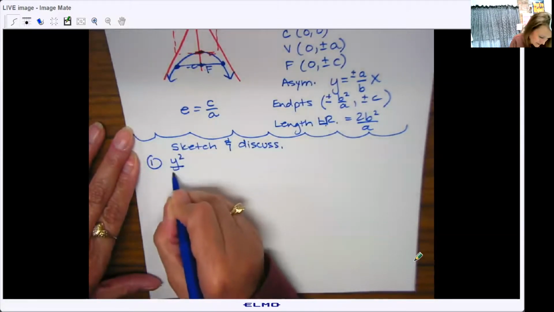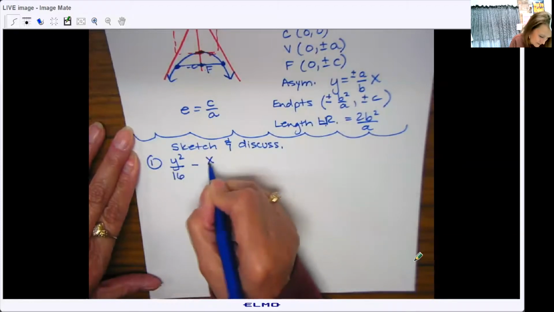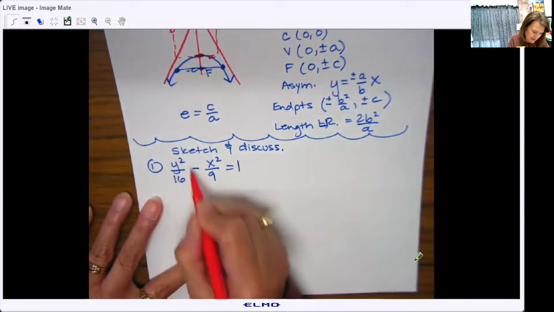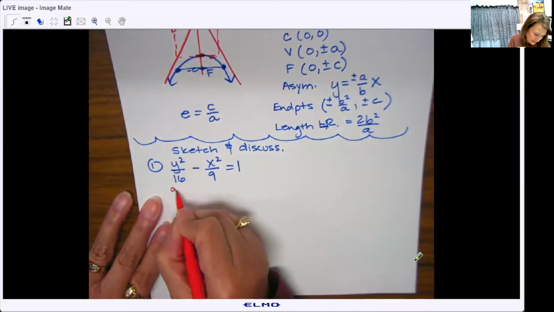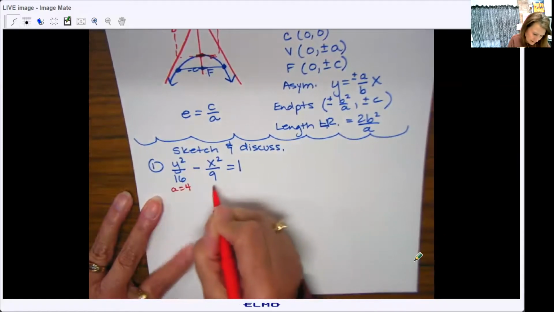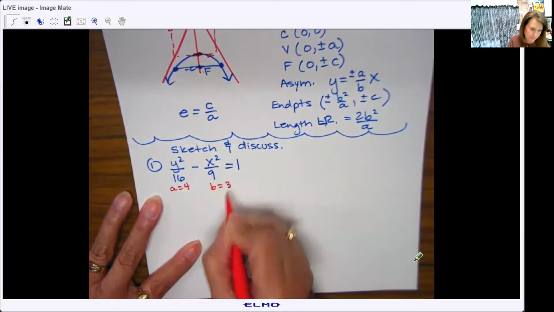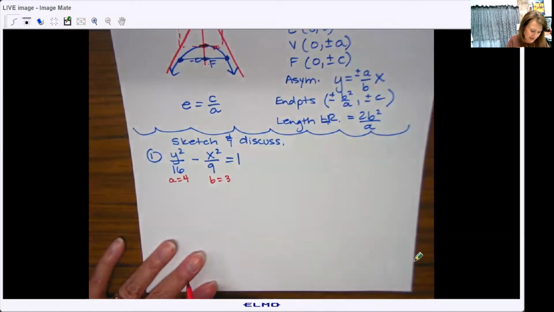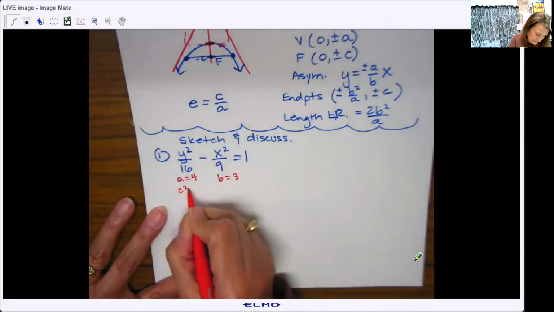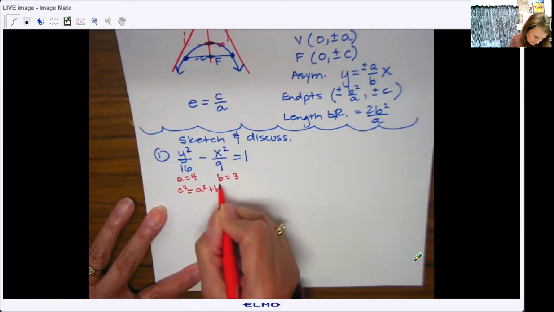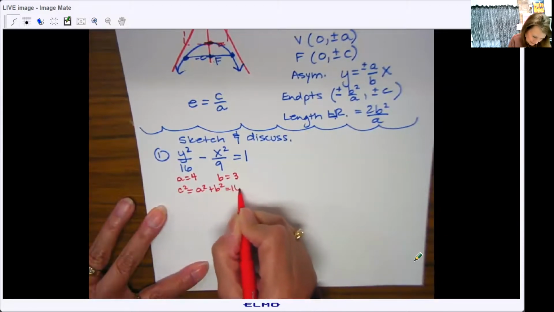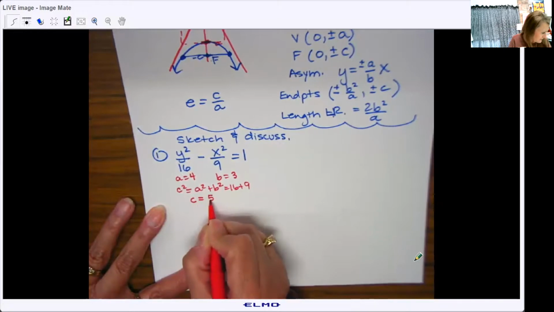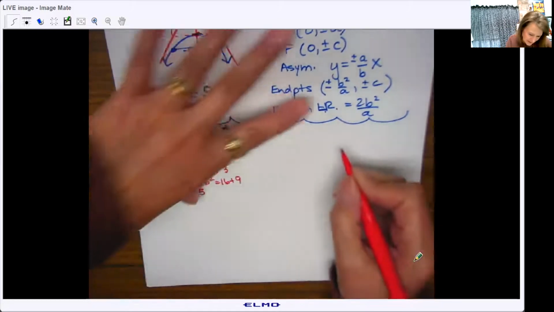Y squared over 16 minus x squared over 9 equals 1. Okay, that's nice. This one's positive, and so that's A squared. So our A is 4, our B is 3, because it's the negative term. All right, so that's easy enough. So we got A and B. Let's see, C squared is equal to A squared plus B squared. That's going to be 16 plus 9. So it looks like C squared is going to be 25. So it looks like C is 5. That's easy enough.